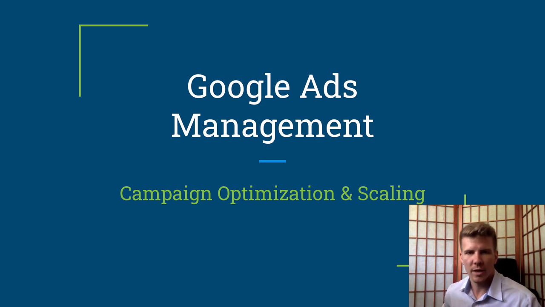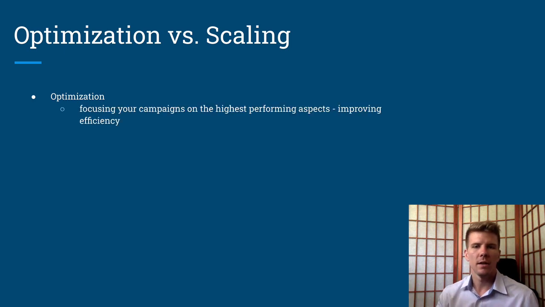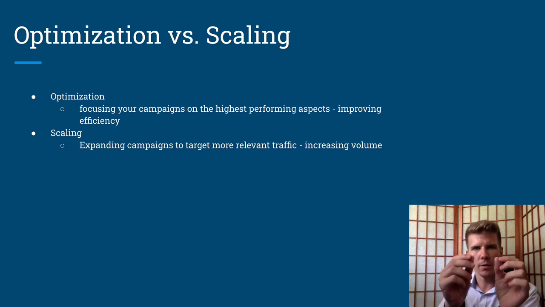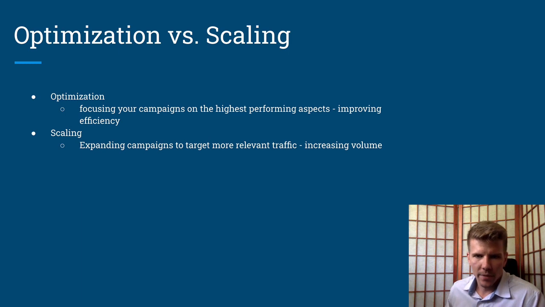So what is optimization and what is scaling? Optimization is focusing your campaigns on the highest performing aspects. So this is improving efficiency, essentially narrowing the wide net that you cast when you first made your campaign on only the things that are producing the best results. Then scaling is expanding on those things that are producing the best results to get more of that. So that's increasing volume. These are like two different phases of your advertising.